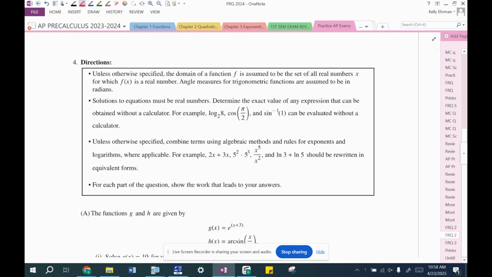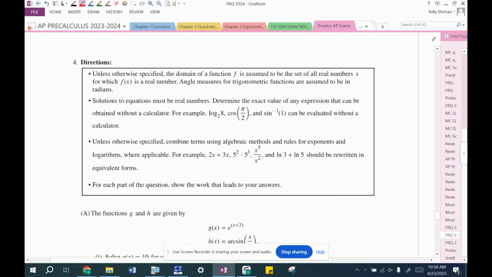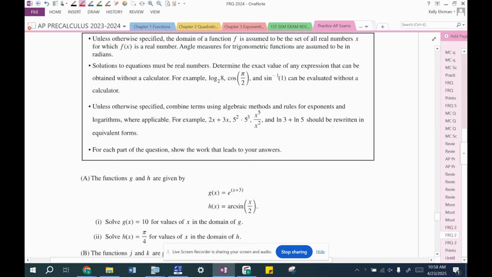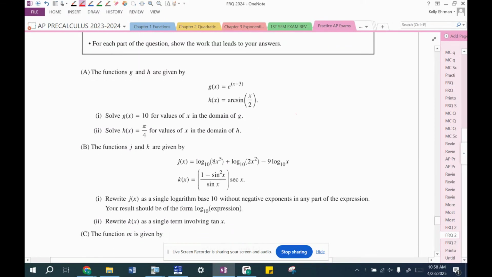All right, problem number 4 for the 2024 AP free response questions. They always give you this little box of information. It basically says, like, simplify stuff. Okay, and again, the setup is always the same. The functions they give you differ. So here's g of x, here's h of x.